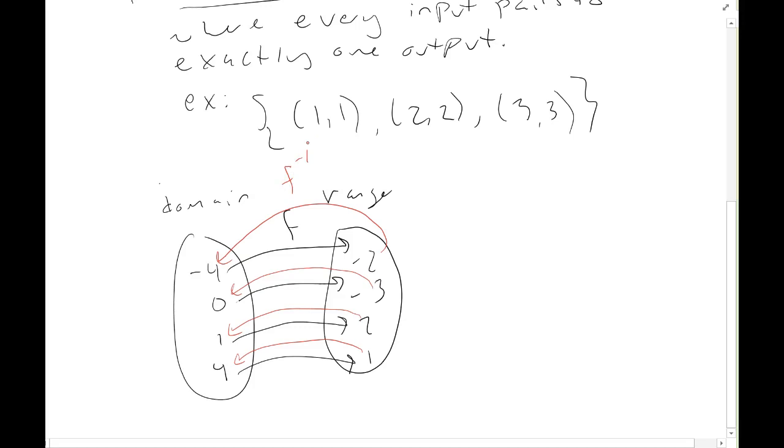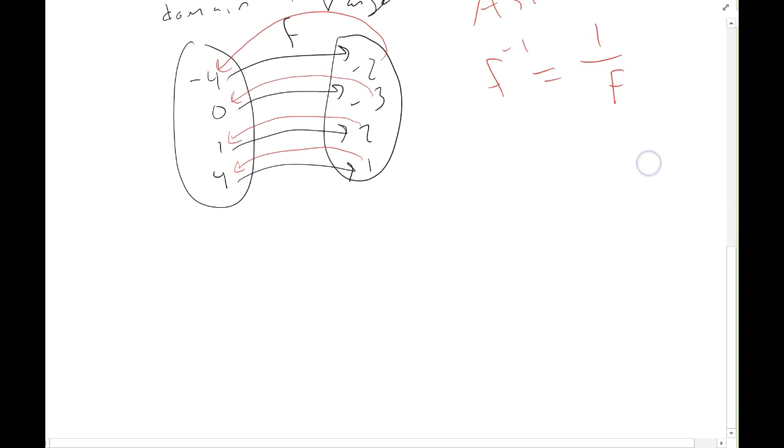Now, just as a side note, f to the -1 is not 1 over f. That's a rule for variables. For functions, a negative exponent simply means that it's an inverse. It does not mean that it's a reciprocal. That's a property of numbers and variables, not a property of functions. So don't get those notations and definitions confused.